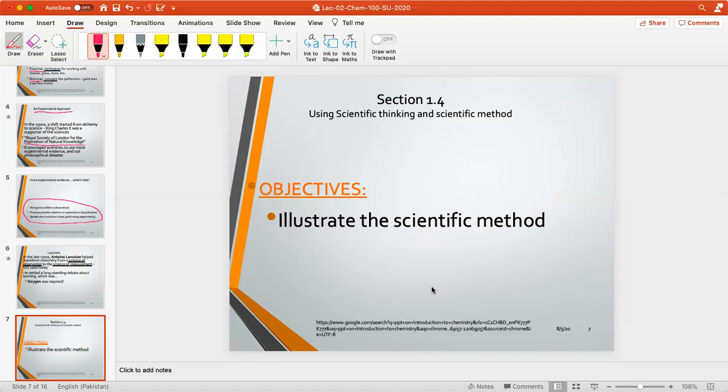Now the objective is to illustrate the scientific method. This I'm going to give you in the activity also. So using scientific thinking and scientific method, illustrate the scientific method. Okay. So मैं आपको एक layout इसका दे रही हूँ. I'm giving you the layout.